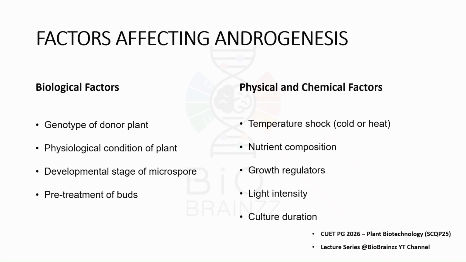Physical and chemical factors: temperature treatments, nutrient composition, and growth regulators strongly influence androgenesis. Controlled stress is often necessary to induce embryogenesis. Light conditions and culture duration also affect success. Optimizing these parameters improves haploid yield.